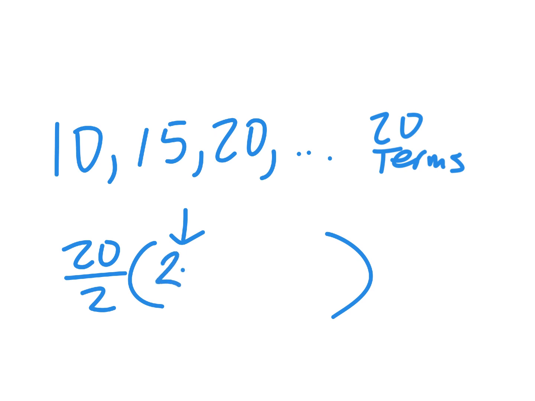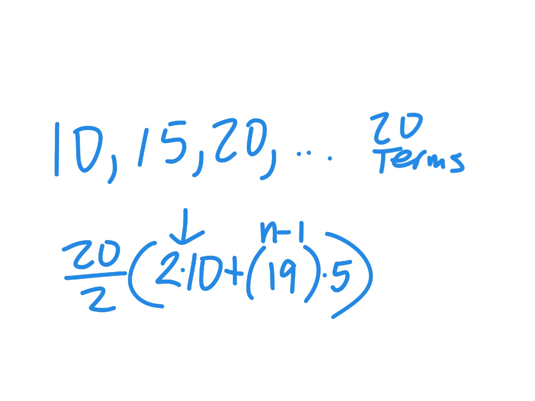2a, in this case that is? Excellent. This is our n minus 1 part, which in this case is 20 minus 1, which is 19 times 5, the common difference. All right, awesome. This is where D goes. And this was 2a's. All right, cool. And this was n over 2 at the beginning.